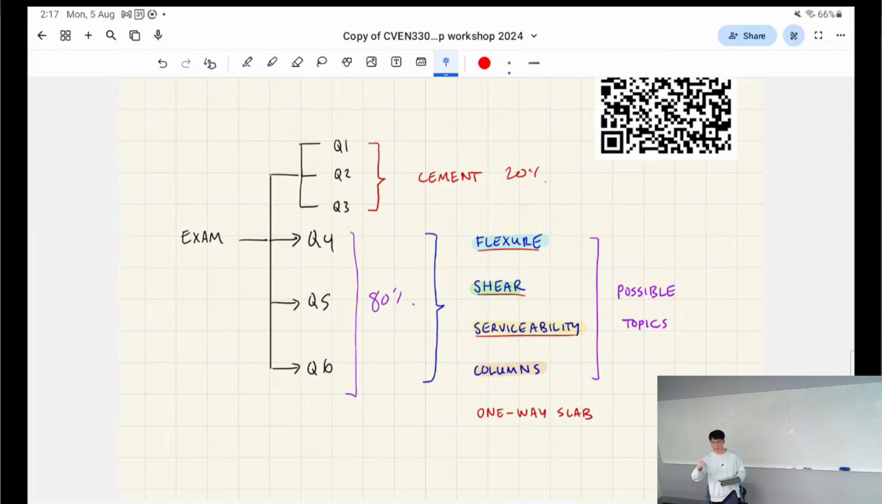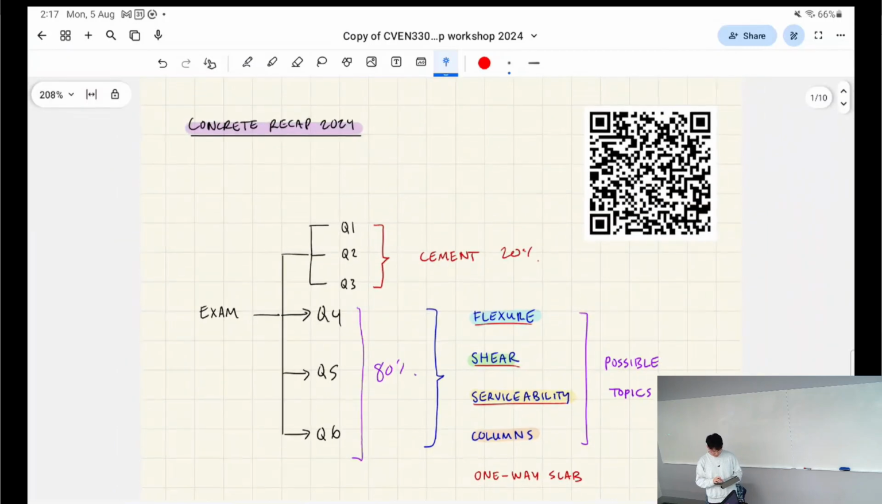If you have a good set of notes, which if you scan the QR code, you can just have a copy of my notes if you need them, you can get through shear and serviceability fine. But flexure you genuinely need to know because every question is different and you need to derive every question kind of in its own way.